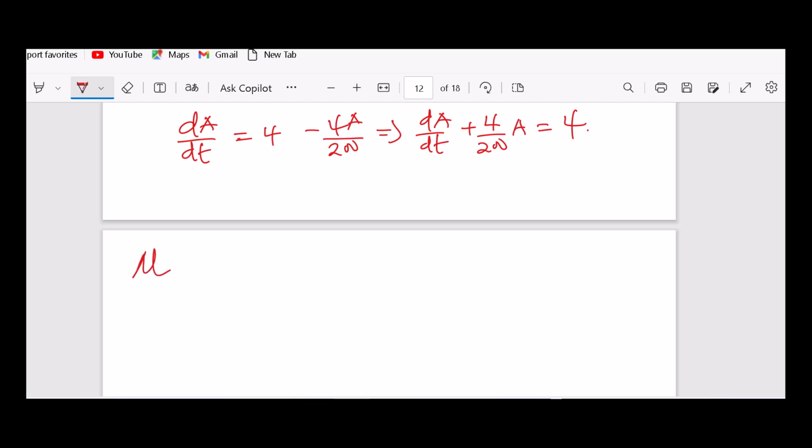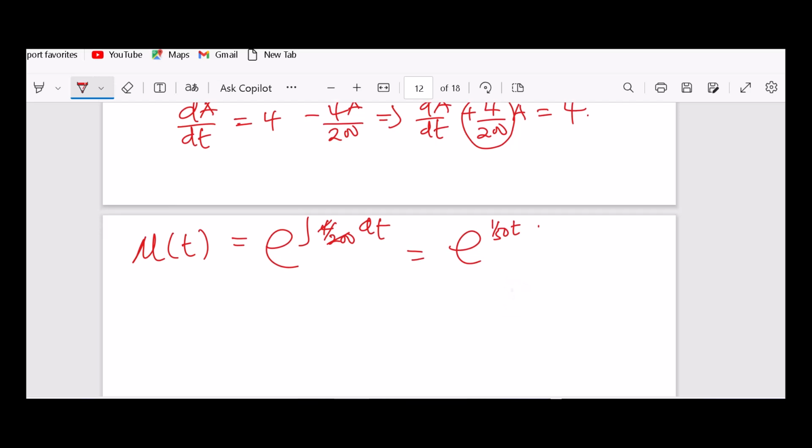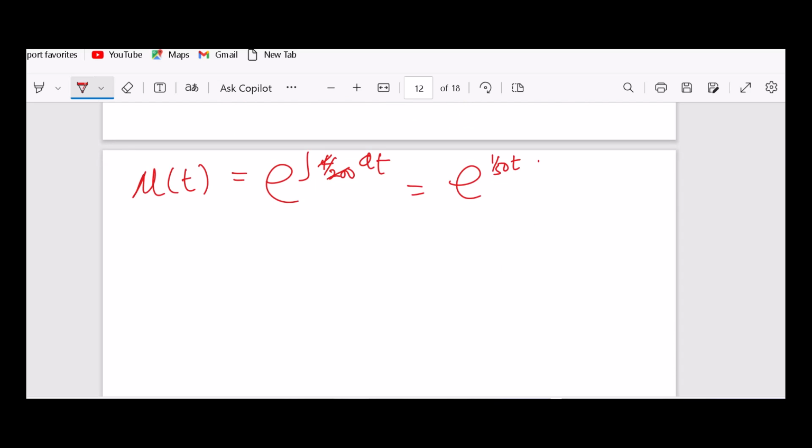You know that the integrating factor mu of t is equal to e power the integral of 4 over 200 dt, and this becomes 1 over 50, so that will just be e power 1 over 50 t. Okay, so this is our integrating factor. So right now we can use this integrating factor to write our solution.